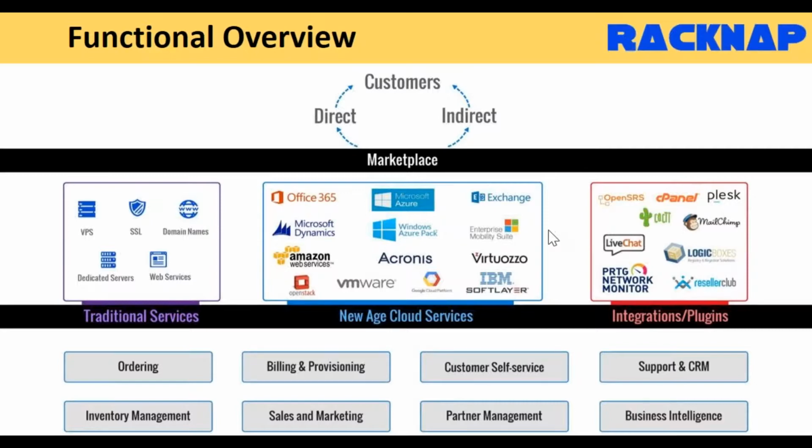So if to summarize this section, RackNap is able to combine traditional services with the new age cloud services to offer to end customers in one place. That's why it's a unified platform helping to bring everything together. It's an aggregation platform. It's a cloud brokerage platform helping to bring services together under one umbrella. Okay? And all of what you're seeing here is powered by these modules here.